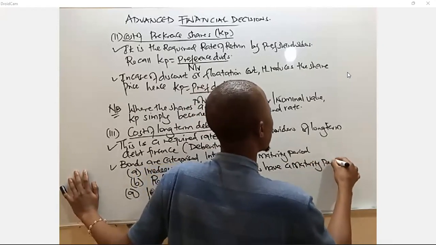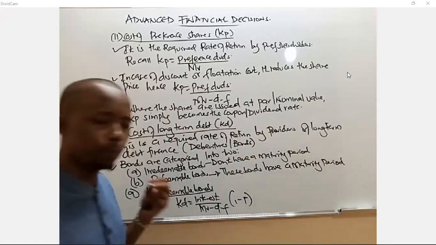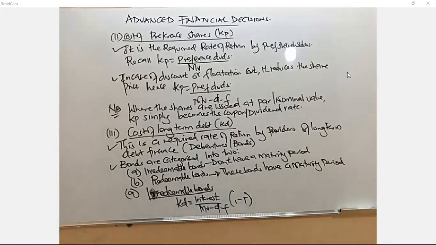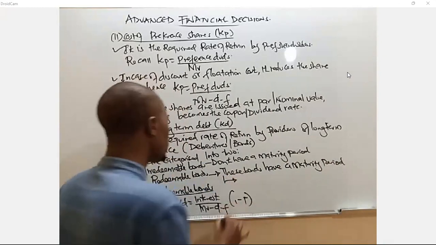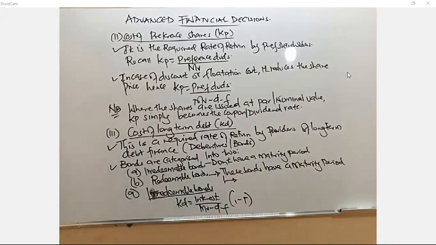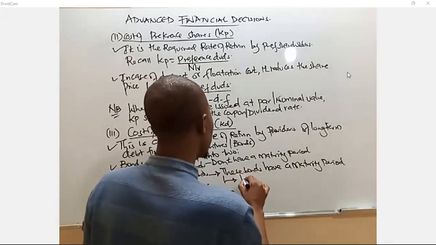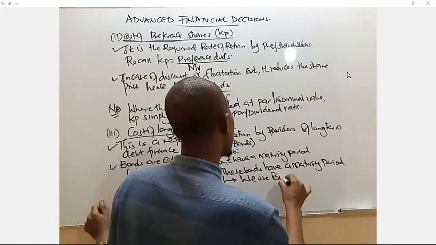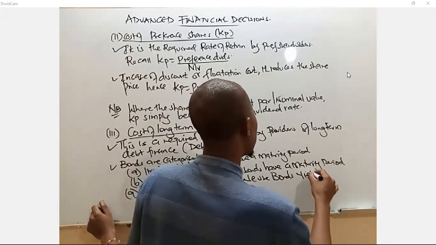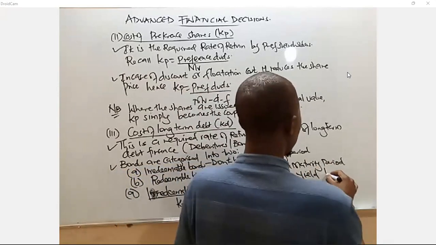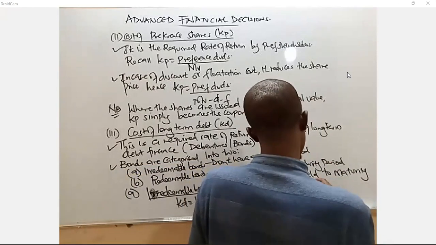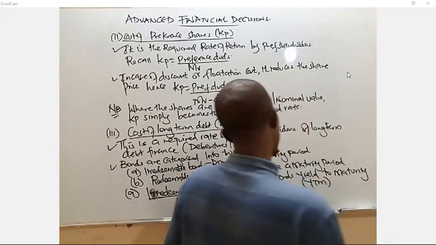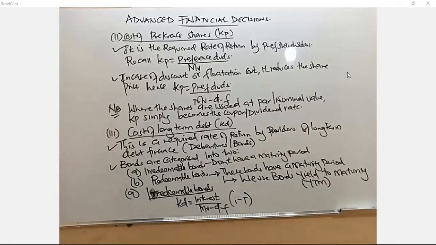They normally have a maturity period. And when they have a maturity period, it means when you are going to be calculating the cost of debt, we say that when we are calculating the cost of bonds, we use bond yields. We use bond yield to maturity.